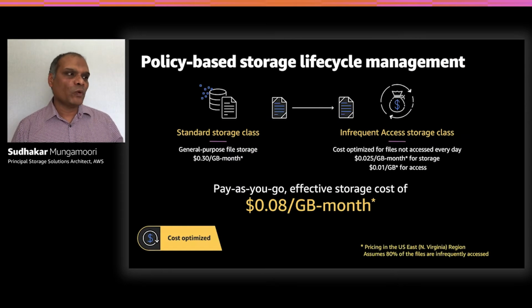Let's move to the third one, policy-based lifecycle management. We briefly discussed this previously. What does it mean? 80% of your workload data sets, as per our customers' insights, are in the infrequently accessed category. If you enable infrequently accessed data based on lifecycle policies of 7 days or 14 days or up to 90 days, then the net cost will be about 8 cents per gigabyte month. This is based on the pricing in the US East 1 region, and assuming 80% of the files are infrequently accessed.